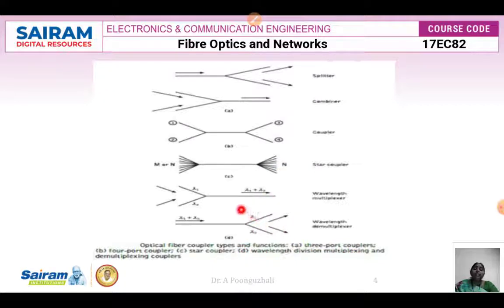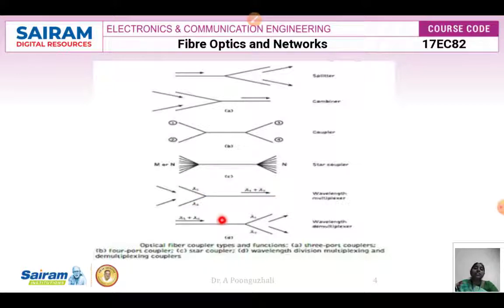So wavelength division multiplexing is nothing but two wavelengths I am going to take. So I can take lambda 1 and lambda 2. These two wavelengths are going to be combined and then transmitted on a single fiber, that is lambda 1 plus lambda 2. So multiplexing technique, multiplexing these two signals and then transmitting over the single fiber.